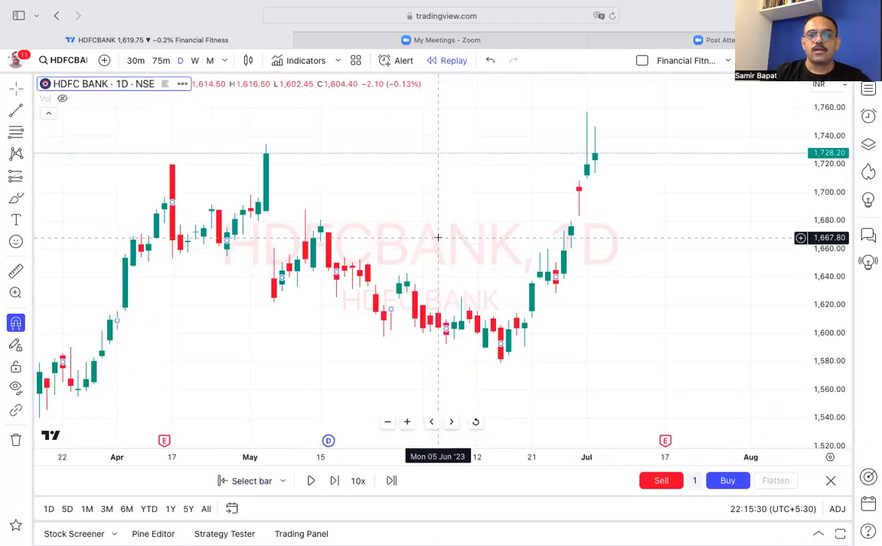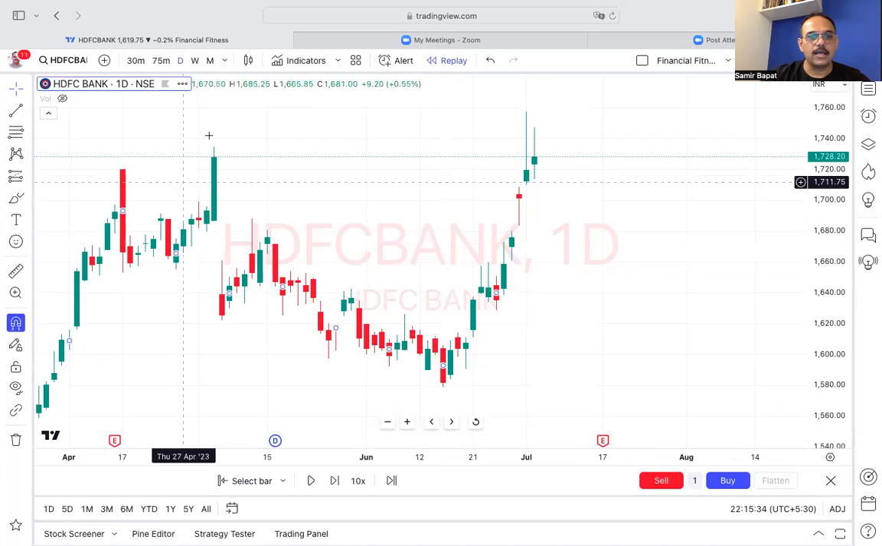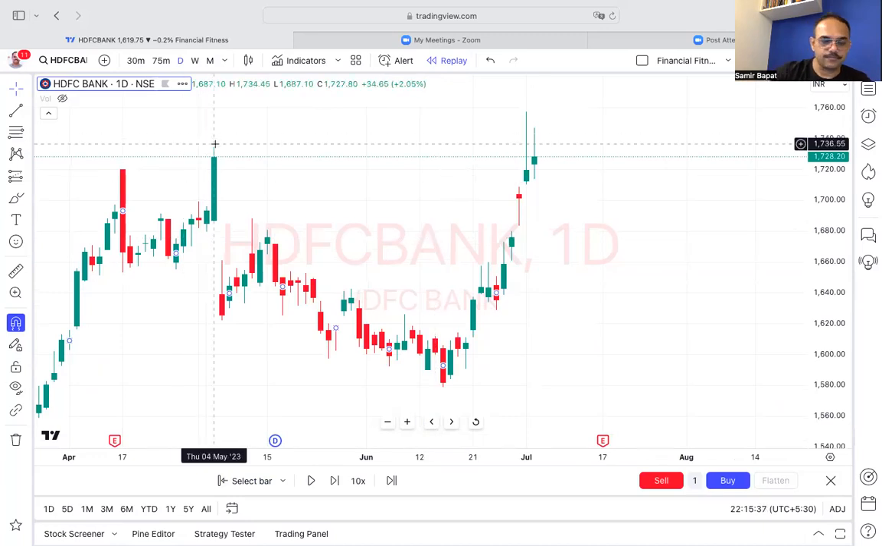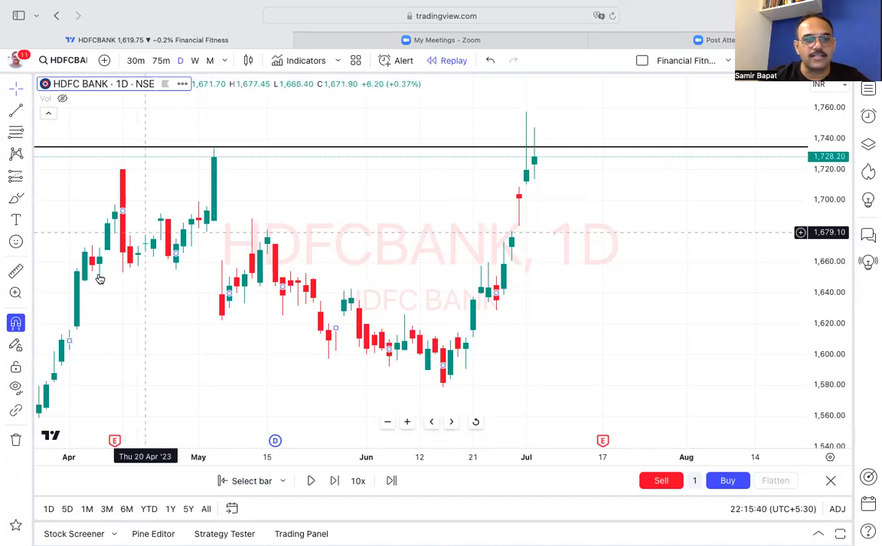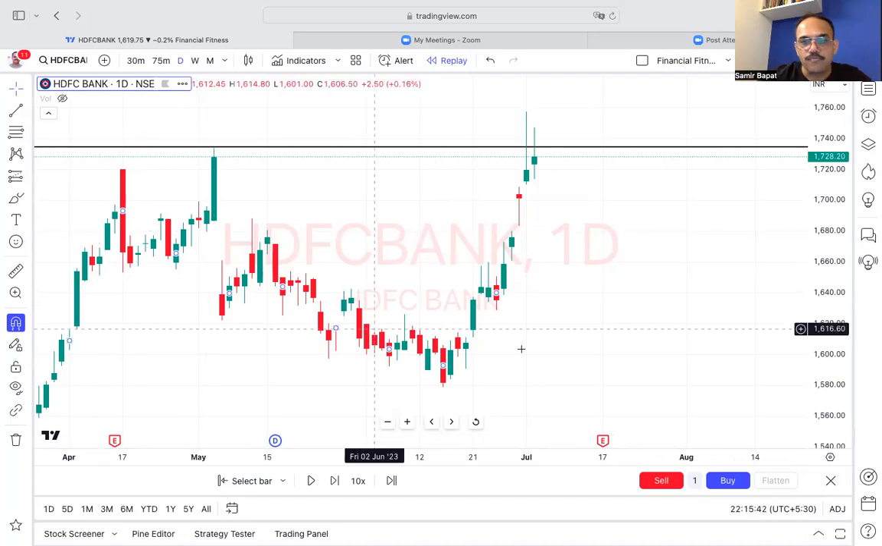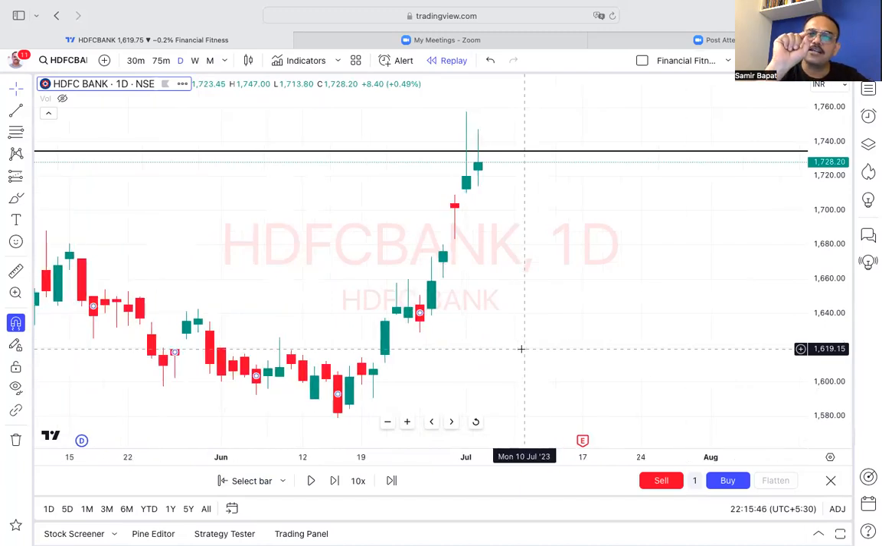Now, if you see, this is the resistance level. Here already, this is the resistance level from where it went down. Here, if you see, the chart will start giving you little indications of what is happening. Now here is where you have to fine tune and practice a lot.